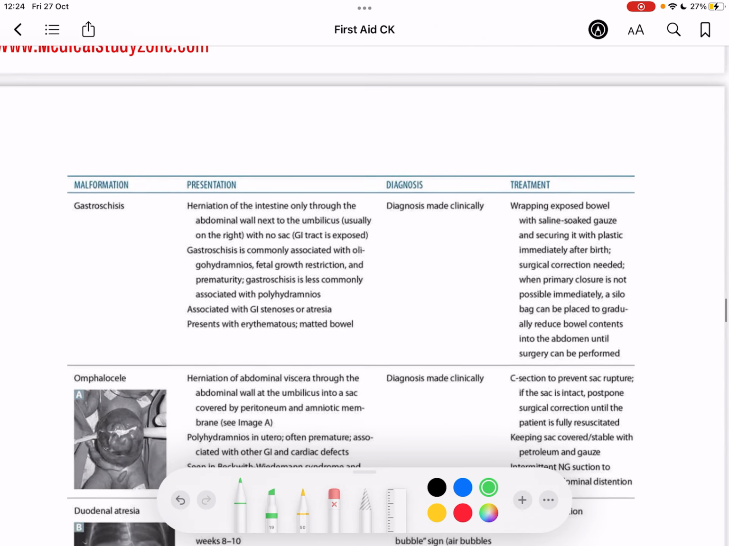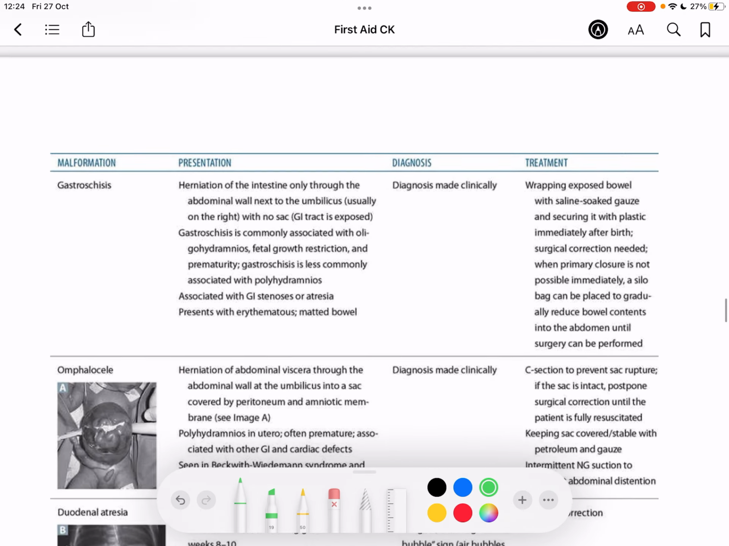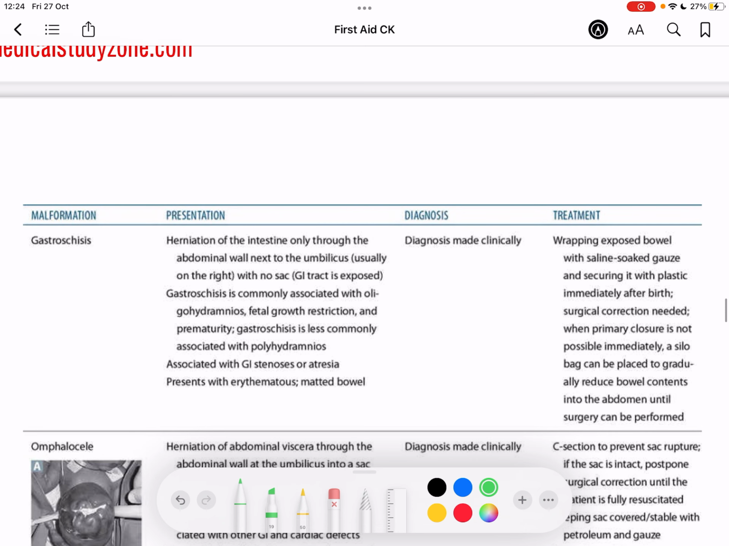Excellent, moving on now. We're going to discuss gastroschisis and omphalocele. So gastroschisis, what is it? It's a herniation of intestines only through the abdominal wall, usually next to the umbilicus, on the right of the umbilicus, okay? It's got no sac surrounding it, so the GI tract is completely exposed, and gastroschisis is most commonly associated with oligohydramnios and also fetal growth restriction as a result, and even prematurity.